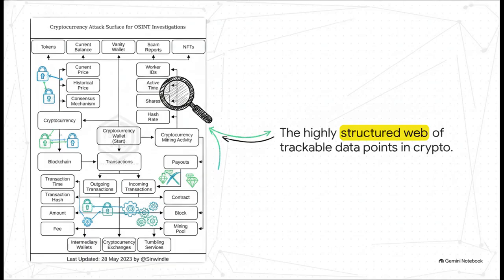Starting right at the center with a cryptocurrency wallet, we can trace outgoing and incoming transactions. We can follow those hashes right down to the block level, track them through intermediary wallets, see if they hit exchanges, or even trace them into mining pools. Literally, every single node in this structure is a potential breadcrumb for an investigator.